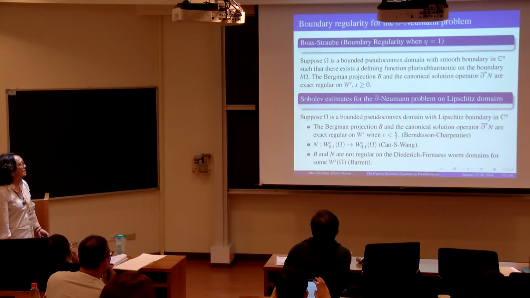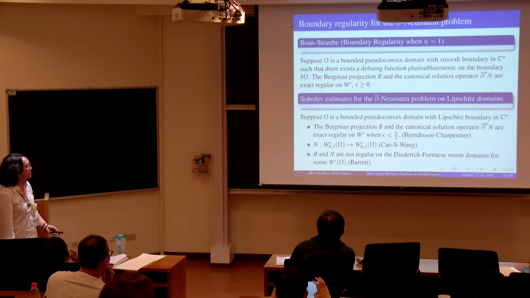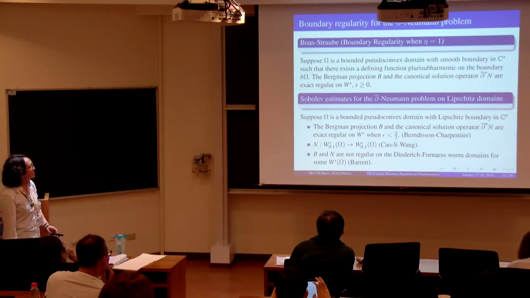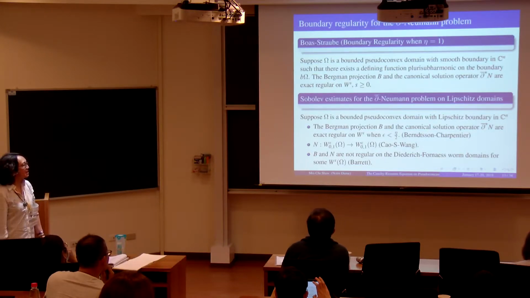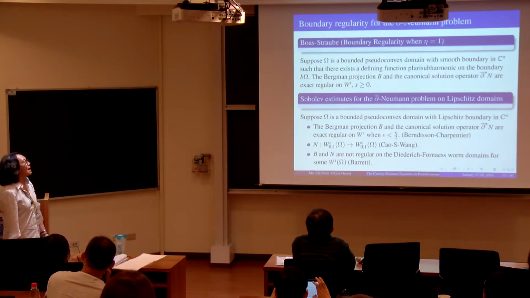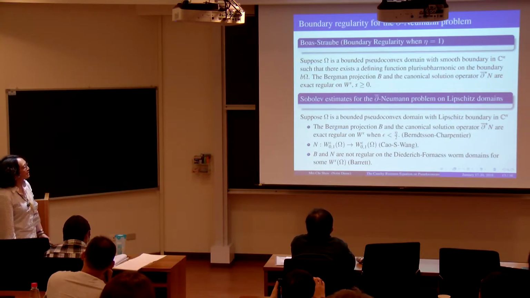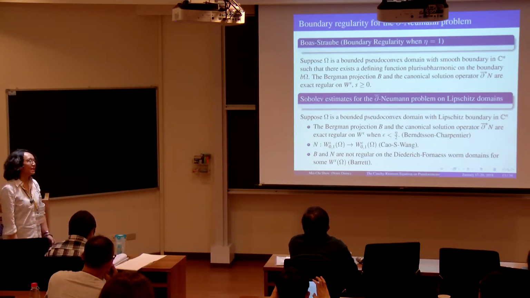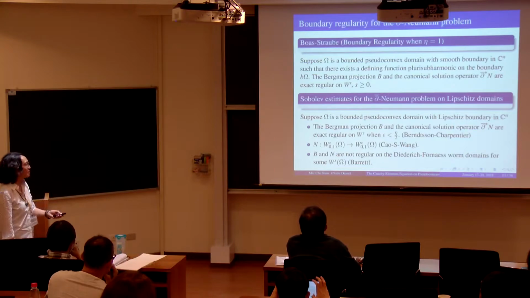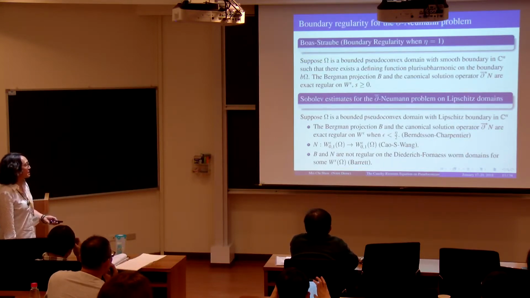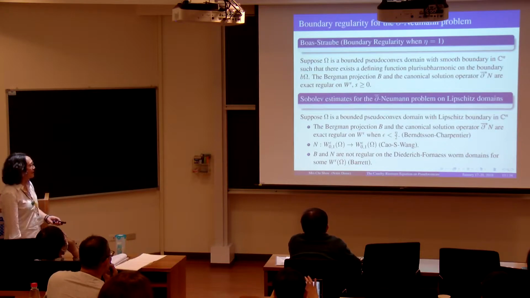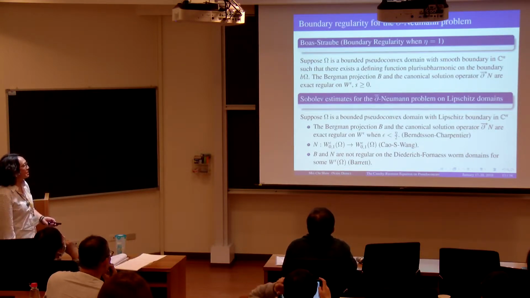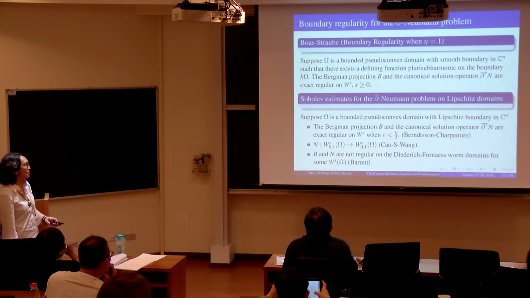And this eta, it turns out, will also be useful for the Lipschitz domain case. Suppose omega is a bounded domain with Lipschitz boundary, and eta is the Diederich-Fornaess exponent, which was proved by, as I said, all the people above. Then the Bergman projection B and d-bar star N are exactly regular on W^epsilon for all epsilon less than eta over 2. So we can get a little bit of regularity.